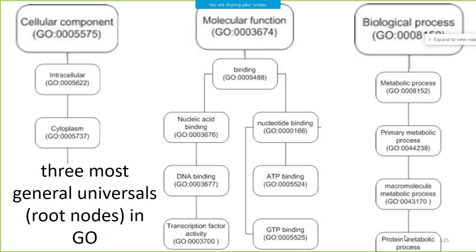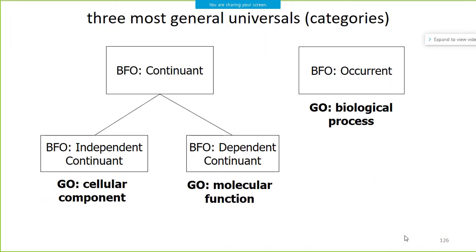So, these are the root nodes in the GO, and we created BFO by a process of reverse engineering the GO, by taking the GO's three distinctions and making them absolute. This is a top-level ontology of categories. And so the three categories are independent continuant, dependent continuant, and occurrent.